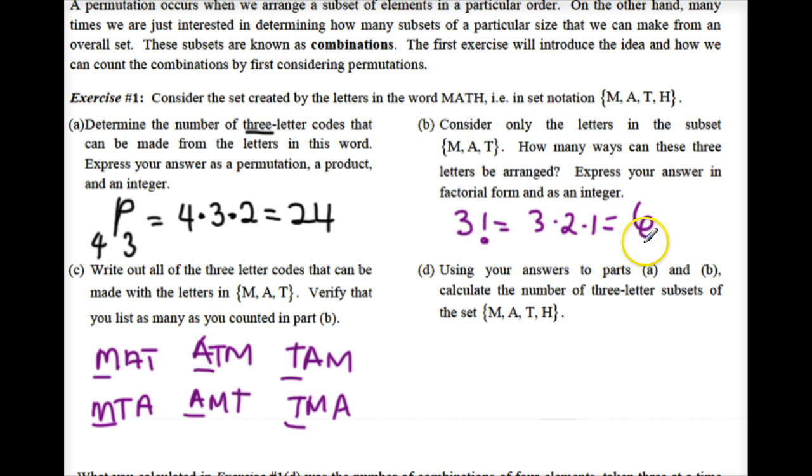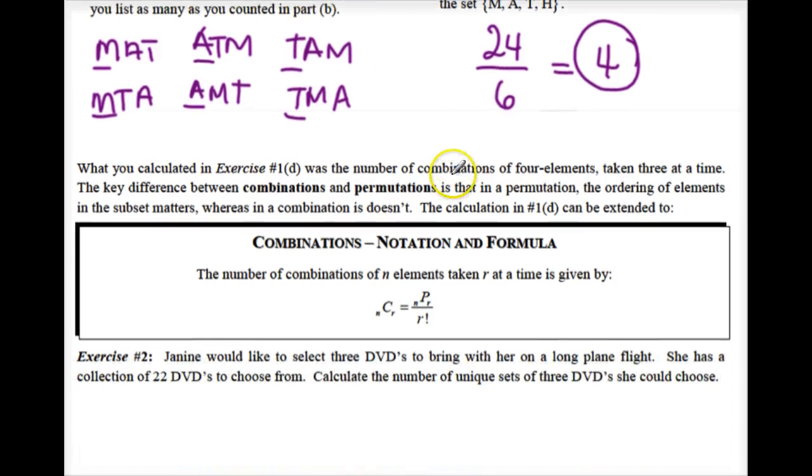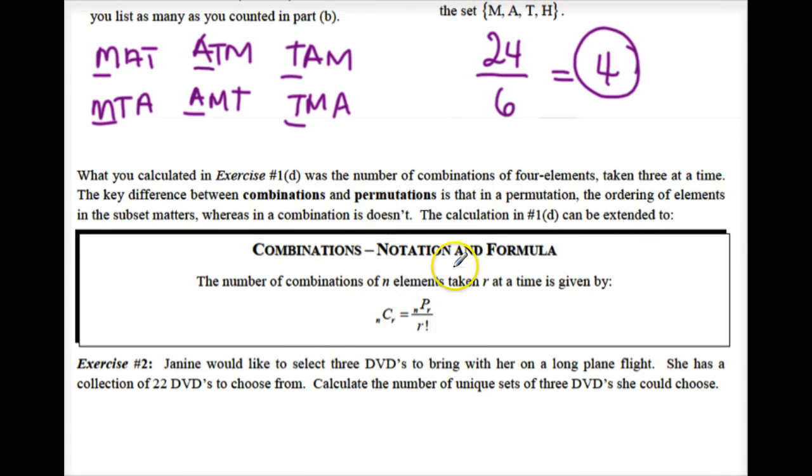Now it says, using your answer to parts A and B, calculate the number of 3-letter subsets. So think of this: each 3-letter subset is counted 6 times as a permutation. So now what we can do is 24 over 6, which is the same thing as 4, which brings us, before we do anything, to our formula. What you calculated in exercise 1D was the number of combinations of 4 letters taking 3 at a time.